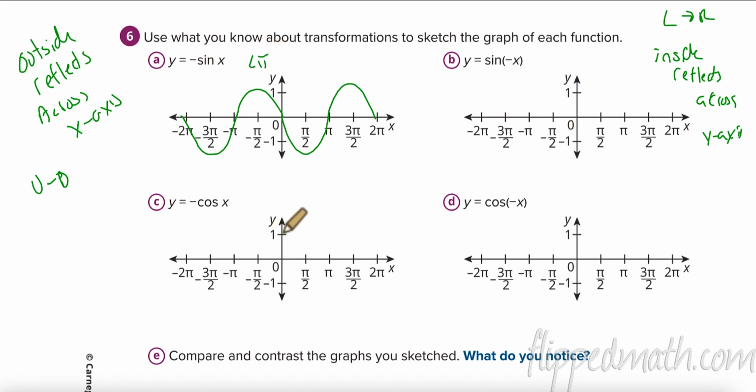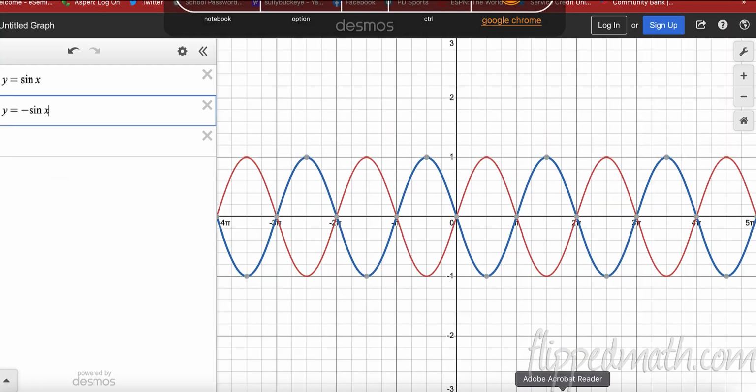And cosine, I started at 1, so now I'm going to start at -1. I know I'm going to finish at -1. I know halfway between there, I'm going to be at my highest. Halfway between those, I'm going to cross 0. So I'm going to have here, like this. Same thing, back 2 pi, halfway, like that.